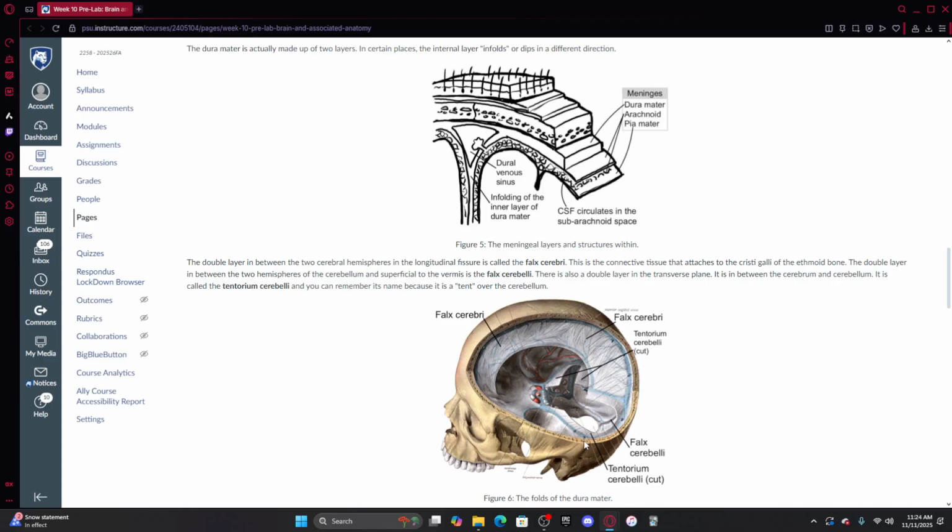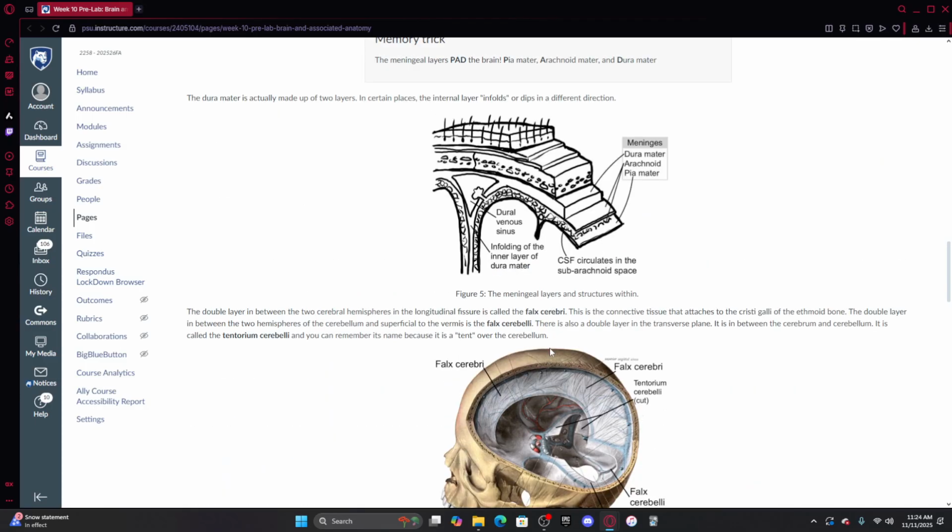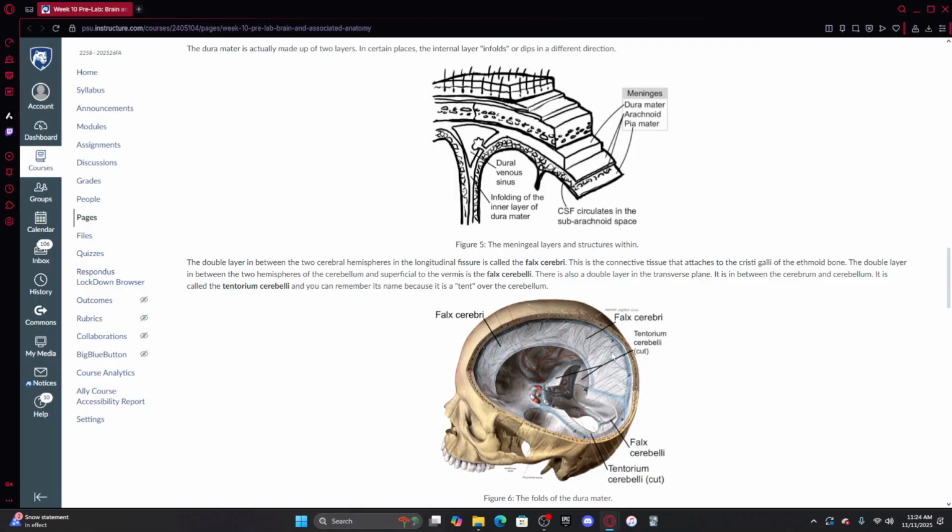Right, so literally inside of this dura mater, you're going to find your dural venous sinuses. Your dural venous sinuses. Right, so inside of the dura mater, you're going to find those sinuses.